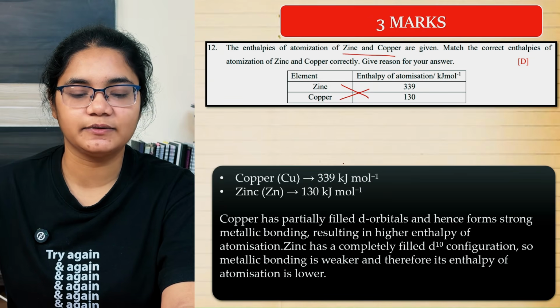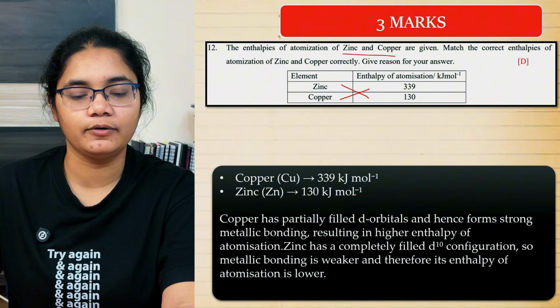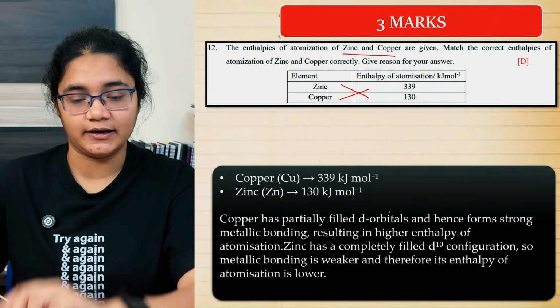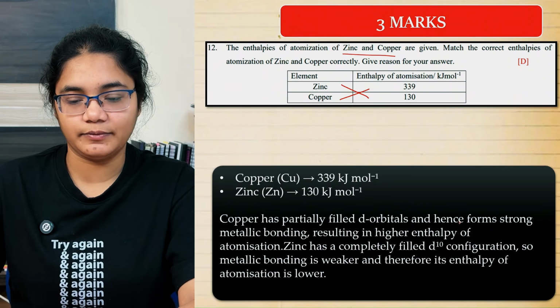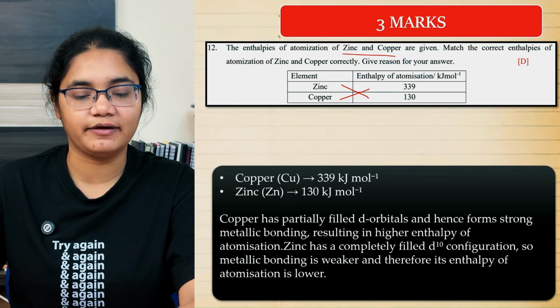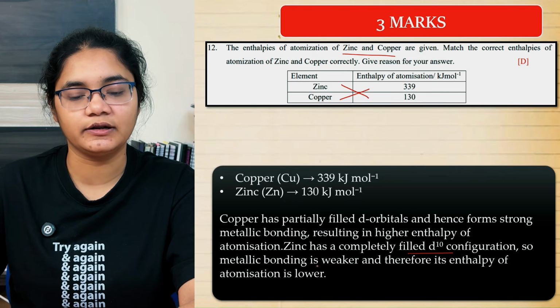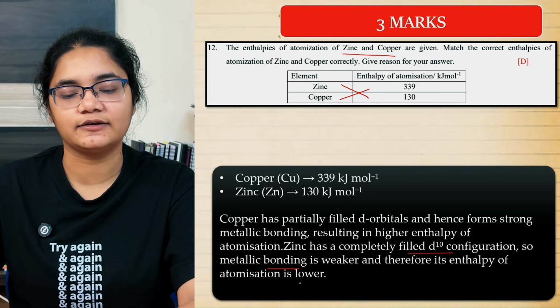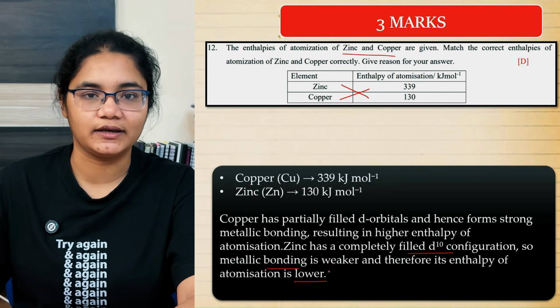The reason here is because zinc has no unpaired electron, whereas copper has at least one unpaired electron. So copper has a partially filled d orbital and hence forms strong metallic bonding, whereas zinc has a completely filled d orbital. So there is no metallic bonding, and that is why the enthalpy of atomization is lower here.